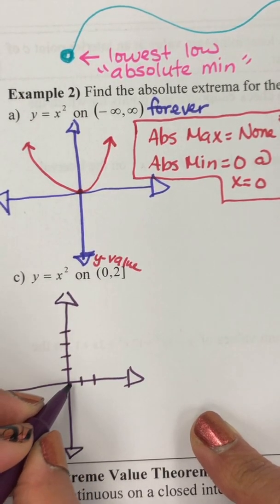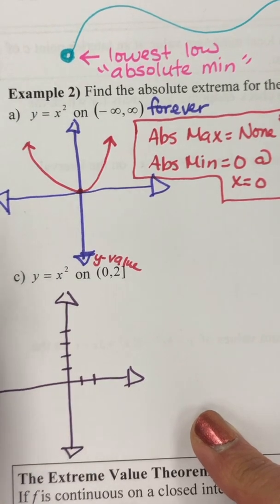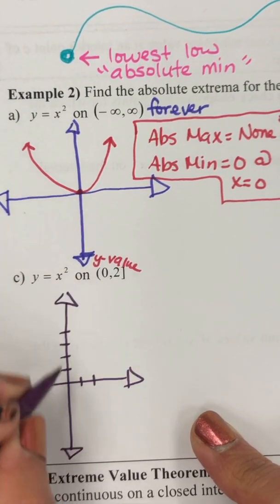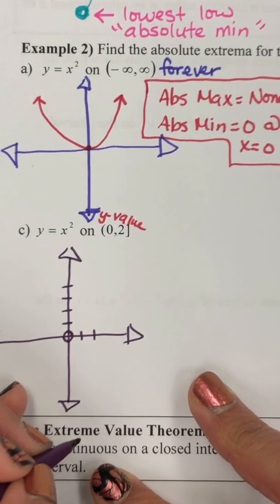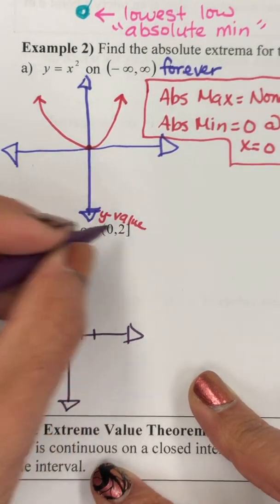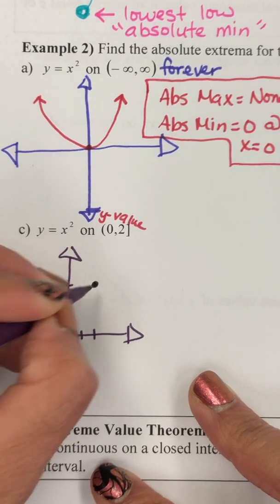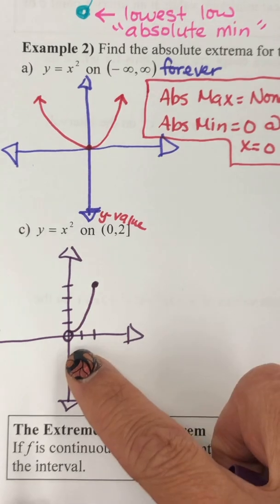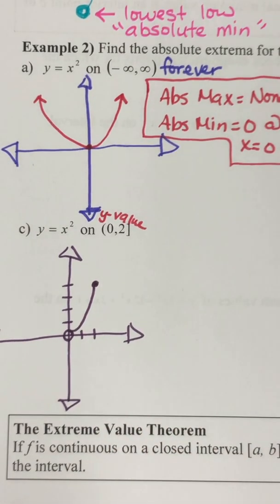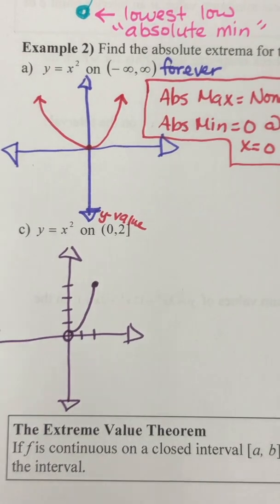At 0, we know it's the point 0, 0, right? When we plug in a 0, it's going to be 0. But because it's an open interval there, we have to put an open point, okay? And then at 2, it's closed, so we have the exact point 2, 4, okay? So it's still the same graph, except it's an open point there. So let's see how that changes what our absolute max and min are going to be now.